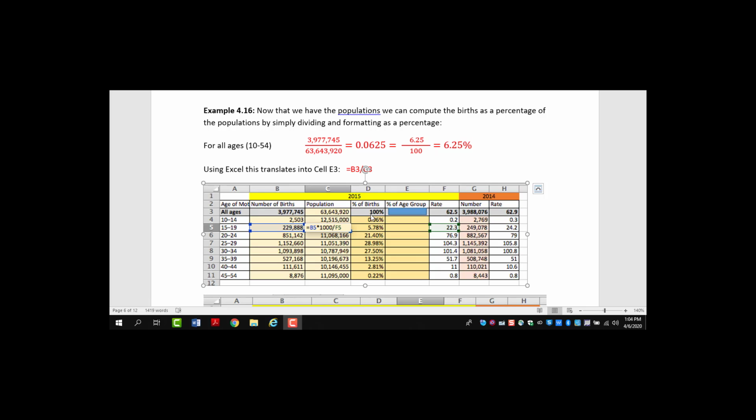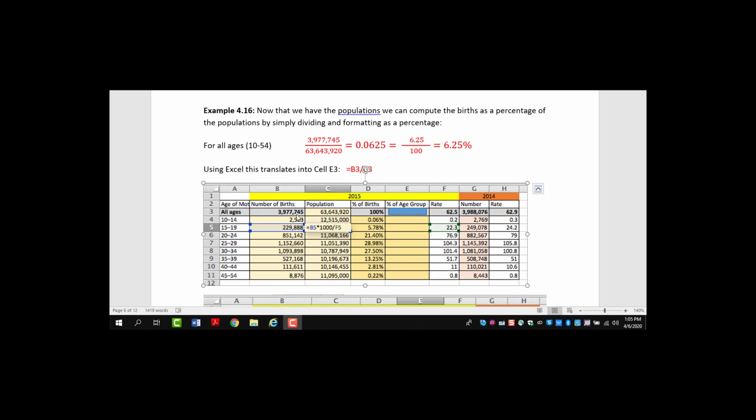So that's the whole. Of that whole, 5.78% of the births were given by 15 to 19-year-olds. This is asking a different question. Of the age group, and this one here is of all the total births, what percent of all the total births were there from all the age groups? And that's simply part to the total, 6.25% would go here.